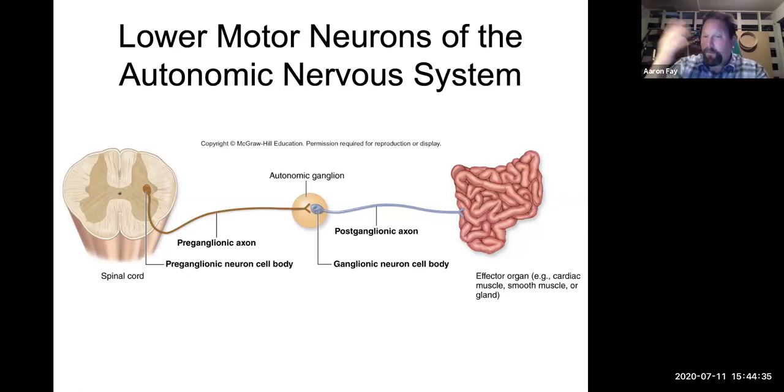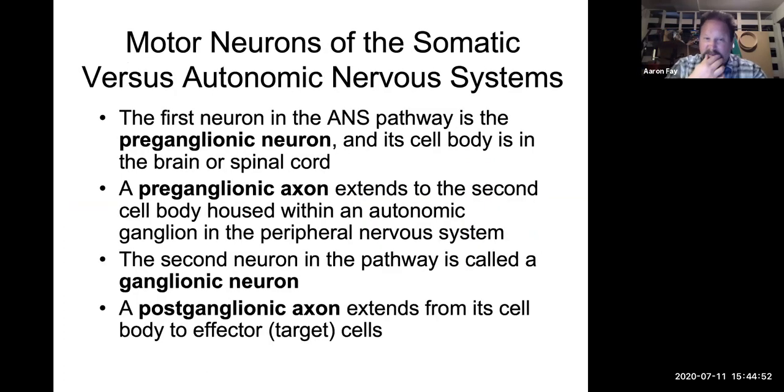Now we're at step 2 in our neuronal pathway. The axon leaving the ganglion is called the postganglionic axon, and that will then go and synapse on our effector: smooth muscle, cardiac muscle, or a gland. Okay, so these next few slides say in words what I've just described.